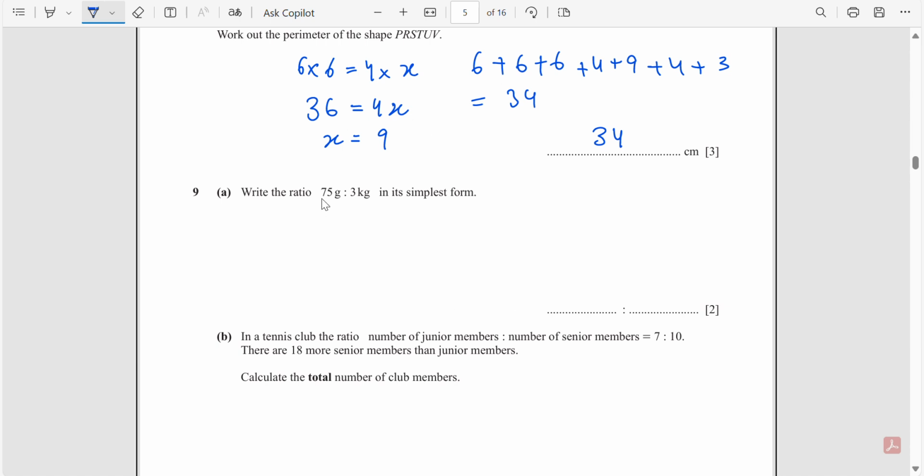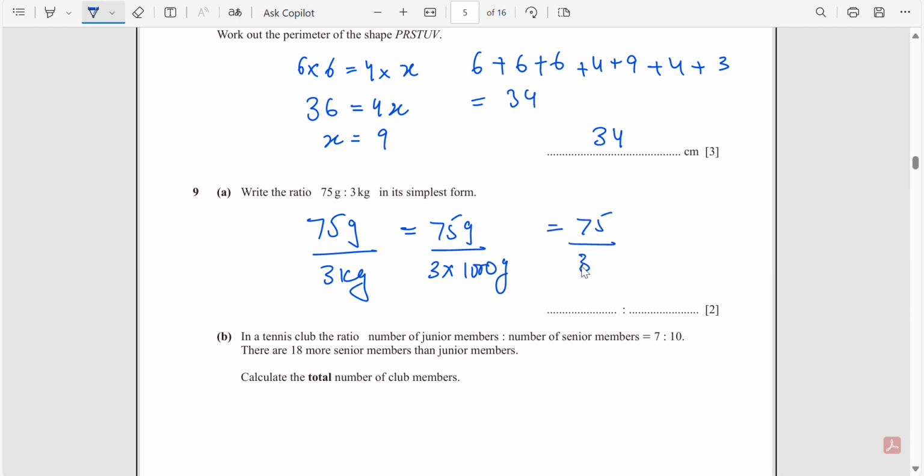Write the ratio 75 grams to 3 kilograms in its simplest form. 75 grams over 3 kilograms. So let's convert it into the same unit. 75 grams over 3 into 1,000 grams. So 75 over 3,000. Now let's simplify it from the table of 5.